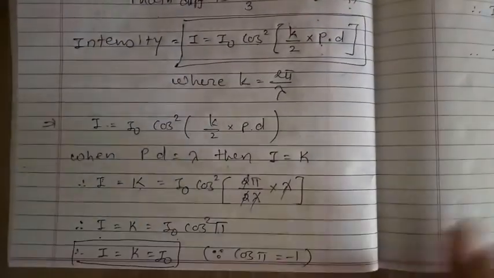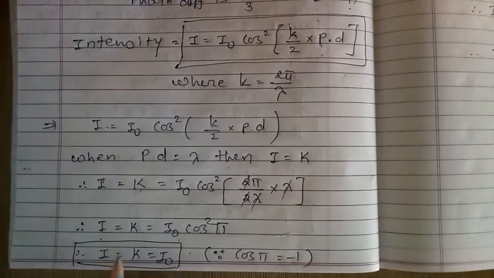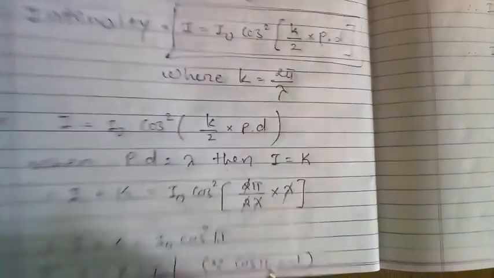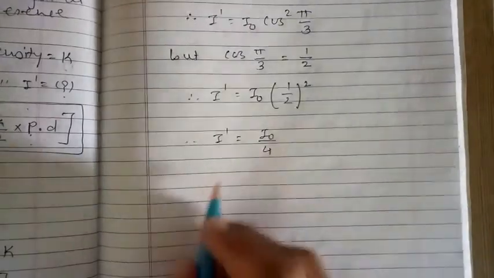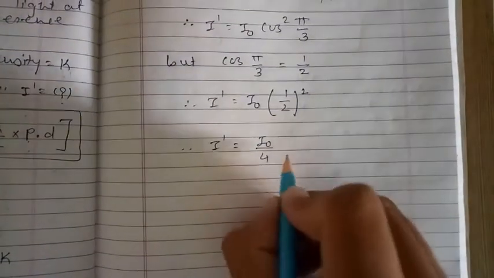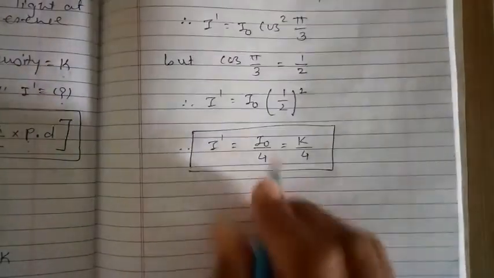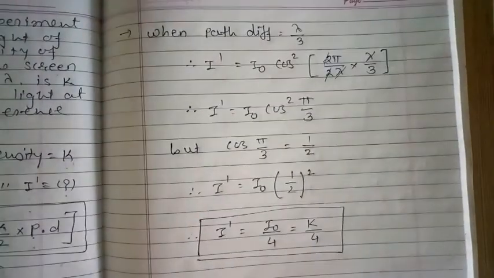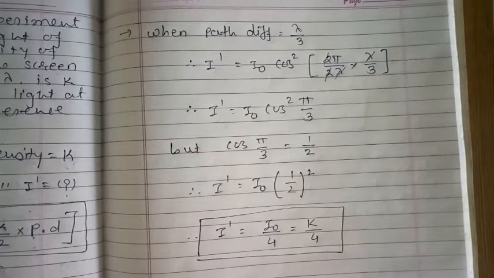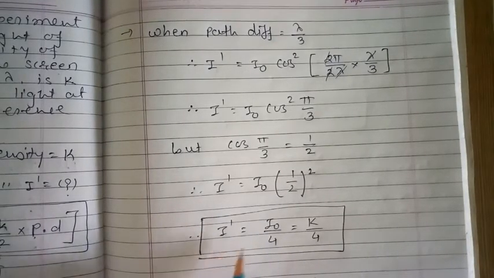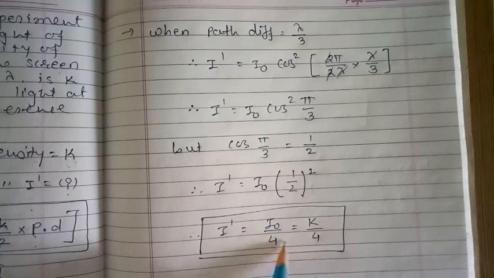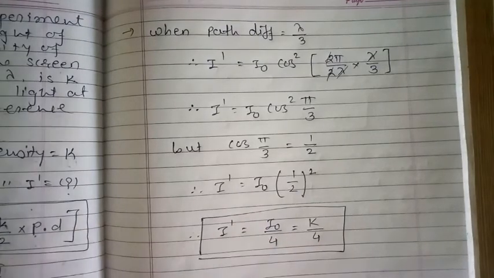Here we proved that I0 is equal to k. So we can say that I dash is equal to I0 by 4, or we can say k by 4. So when the path difference is lambda by 3, the intensity I dash is equal to I0 by 4, or we can say k by 4.